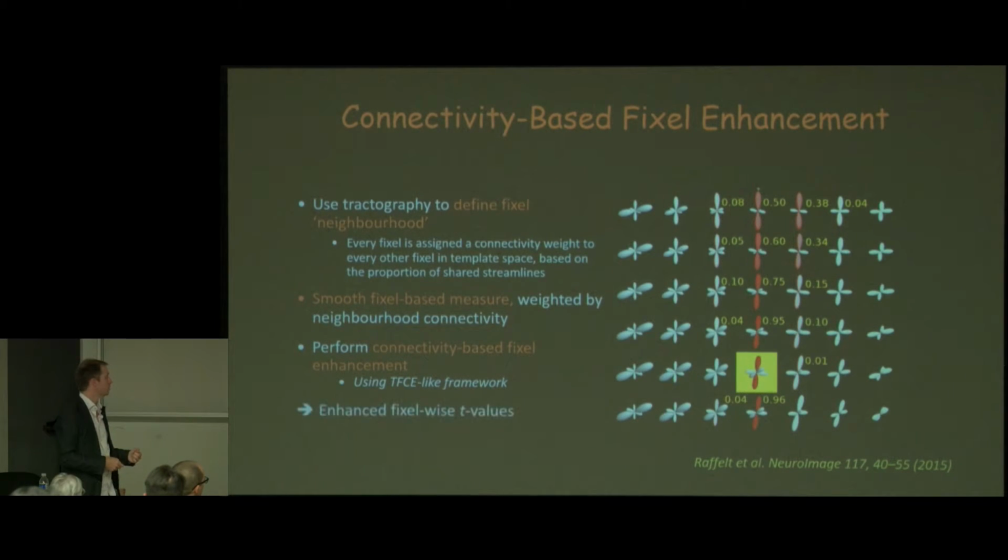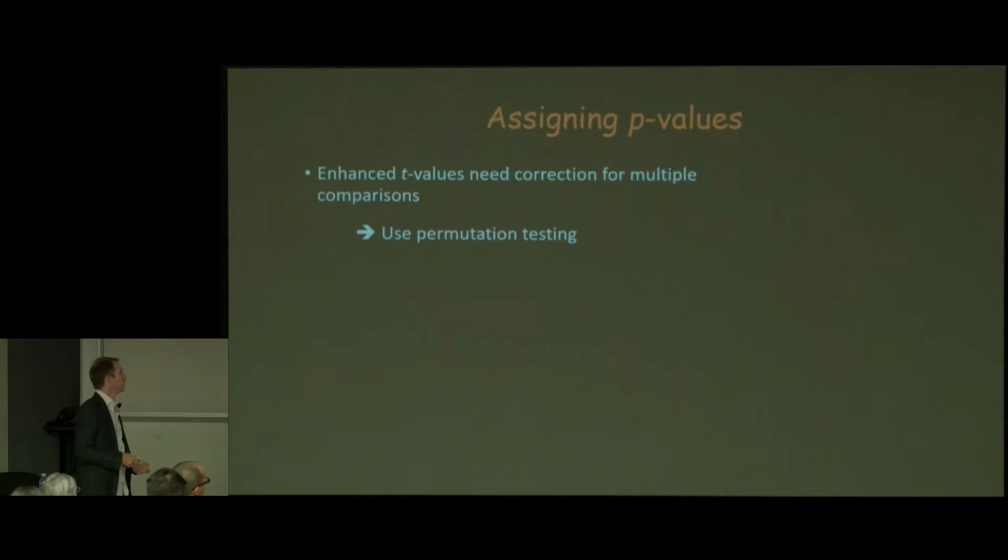So what we do is we do exactly the same thing, but I haven't got the equation here, I'm sorry, I had it in a different presentation. We define the neighborhood based on the connectivity that we've just measured here, and enhance the t-values using a kind of weighted neighborhood defined by that connectivity.